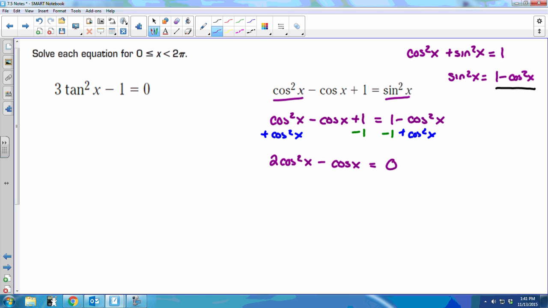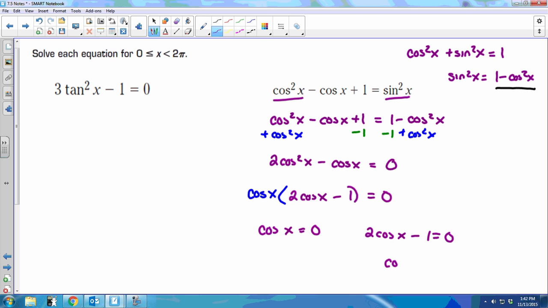There's just 2 terms. Again, I can't divide a cosine out because I'll lose parts of my solution. So just like some of the other problems, we need to factor cosine out. So we get cosine x times 2 cosine x minus 1. So cosine x equals 0. 2 cosine x minus 1 equals 0. So that's cosine x equals 1/2.